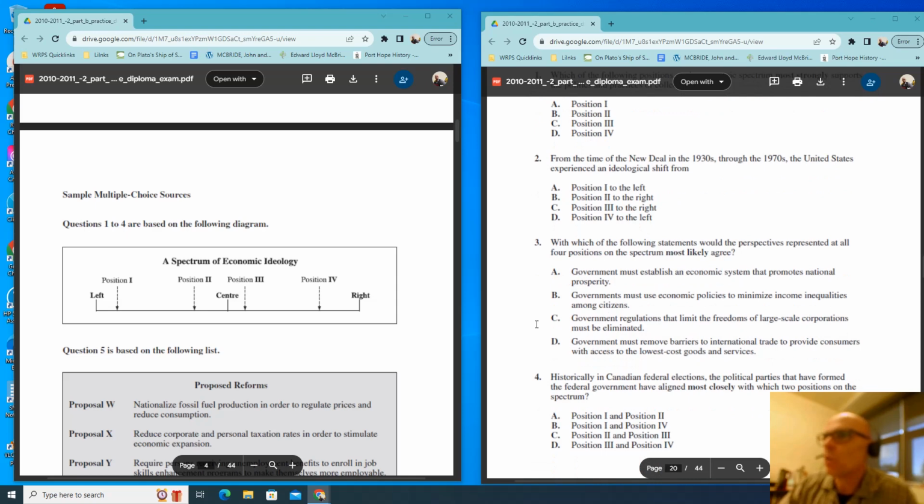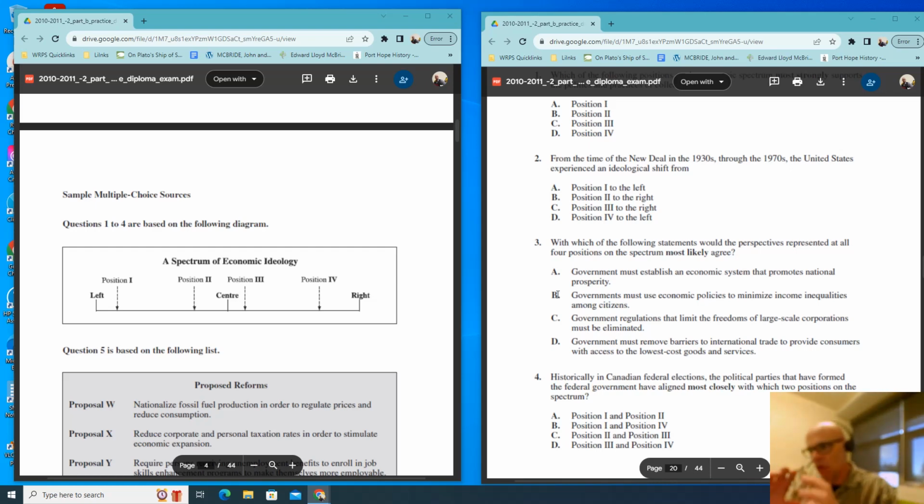Number 3, with which of the following statements would the perspectives represented at all 4 positions on the spectrum most likely agree? So whether you're a capitalist or a mixed economist, whether you believe in little or some government intervention, or even someone that believes in more government intervention, centrally planned economics, what would you all agree on? Government must establish an economic system that promotes national prosperity.